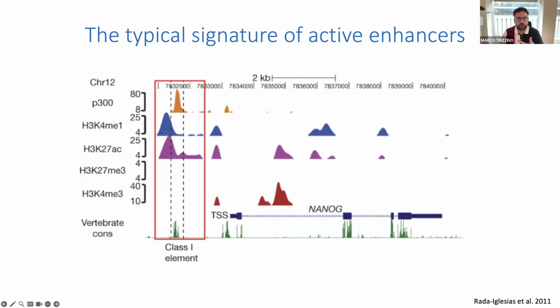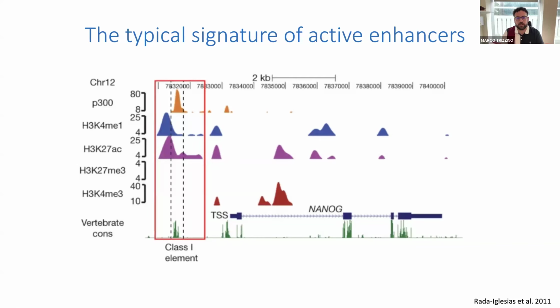H3K4 monomethylation is typical of active and also of poised enhancers. So these enhancers are still not in an active state, but need to be activated quite quickly. Whereas these active enhancers obviously don't show this typical trimethylation of K27, which I just told you is typical of heterochromatin. On the other hand, you have the promoters, such as this one, which present this typical H3 lysine 4 trimethylation, which is instead a typical histone modification of the promoters.